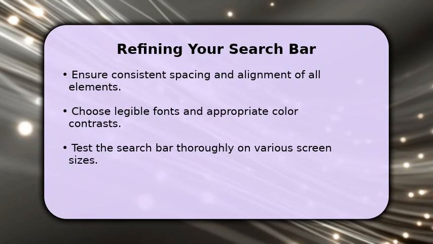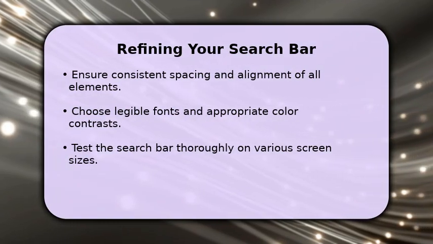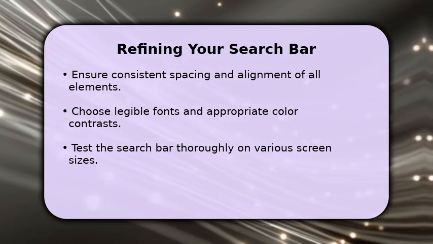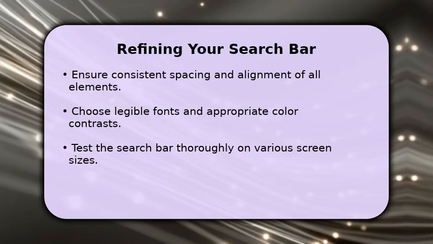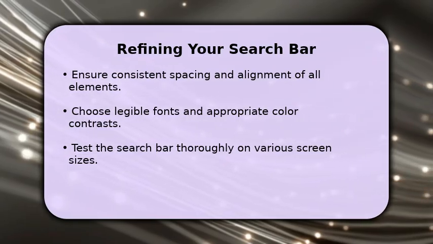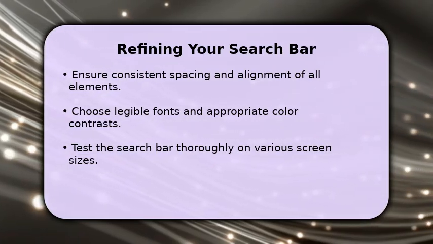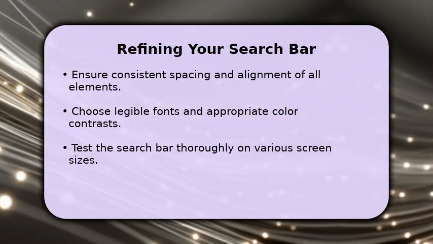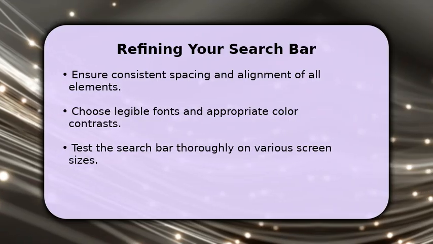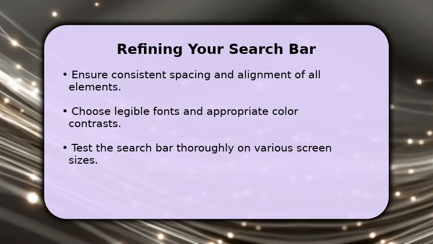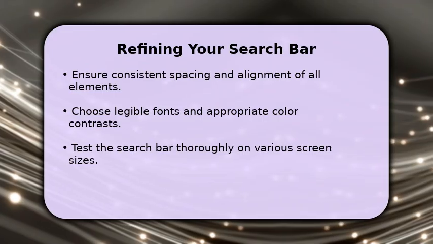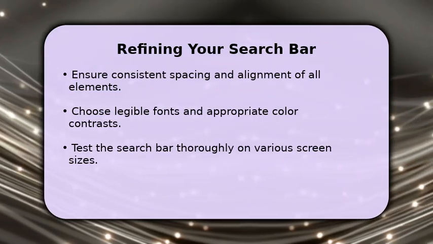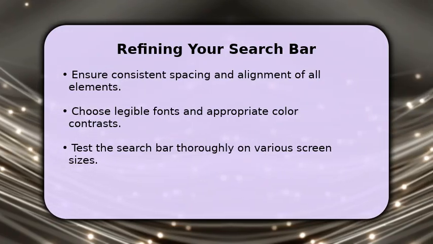To finalize your search bar, focus on refinement and best practices. Ensure consistent spacing, perhaps 8 pixels between the icon and text, and perfect alignment for a polished look. Select legible fonts like Roboto or Open Sans and maintain strong color contrast for accessibility. Always test your design on different screen sizes, from mobile to desktop, to guarantee responsiveness. Adding a small clear button for input text can also greatly enhance usability.